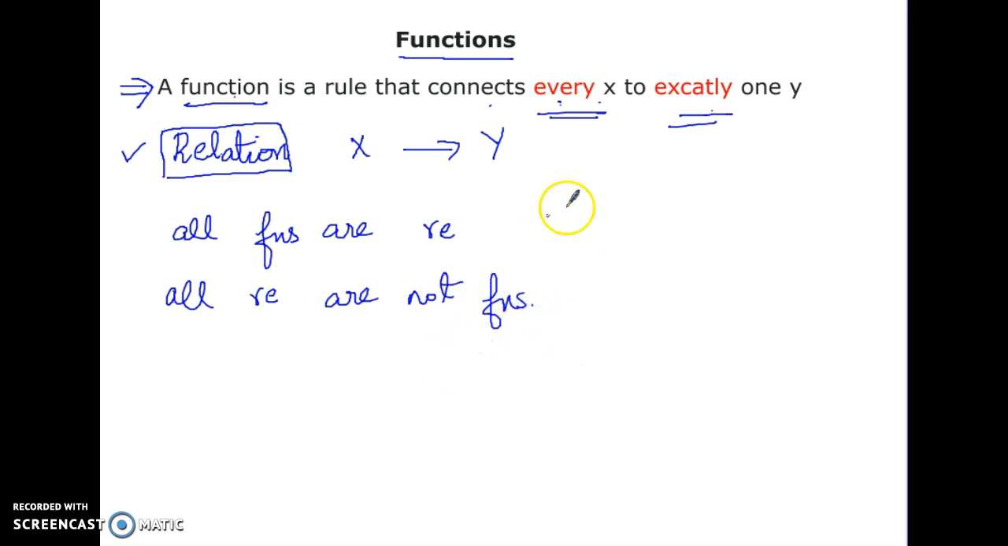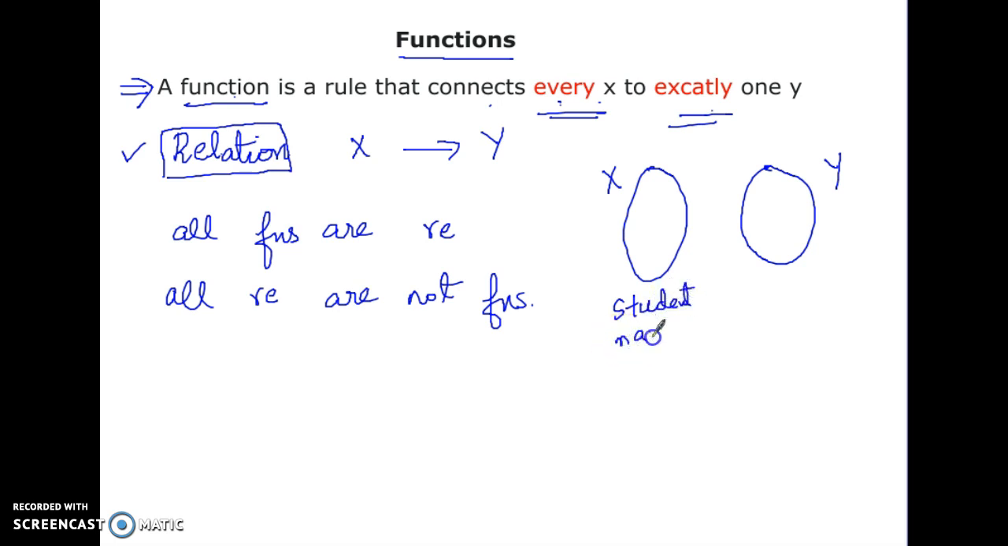Let me give you an example for that. For an example of a function, let's say I have a set x and a second set y. I'm going to say x denotes student names and y denotes student ID. Let's say I have three kids in my classroom: Andy, Brandon, and Cindy. Their student IDs are respectively 1, 2, and 3.